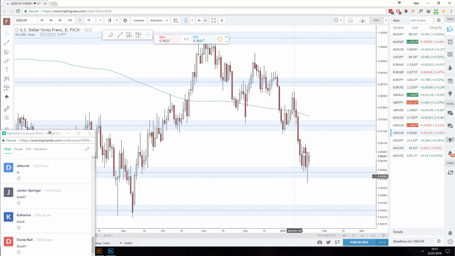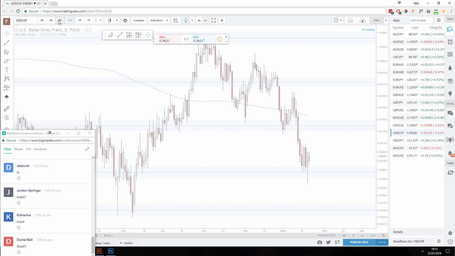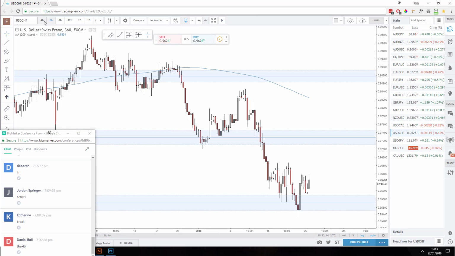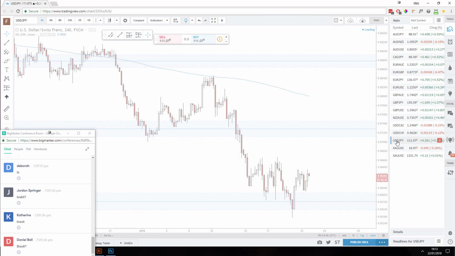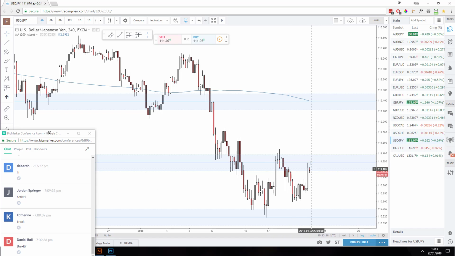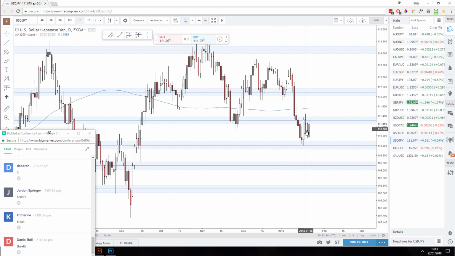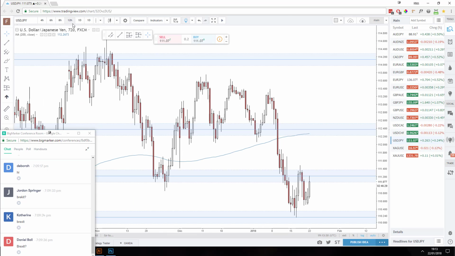USD CHF stalling on the support area, nothing really tradable here. Just, yeah, too messy. And finally, USDJPY. USDJPY has pushed back up to this resistance area. Pretty decent resistance area. Held price back last week. Might hold price back again this week. Let's see what happens. This could give us a nice short continuation trade.